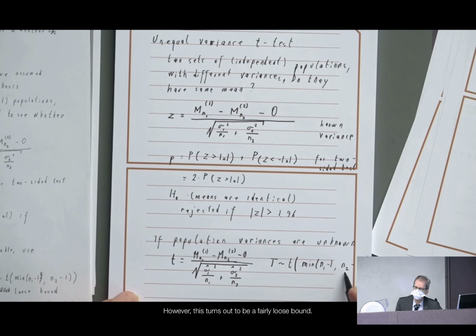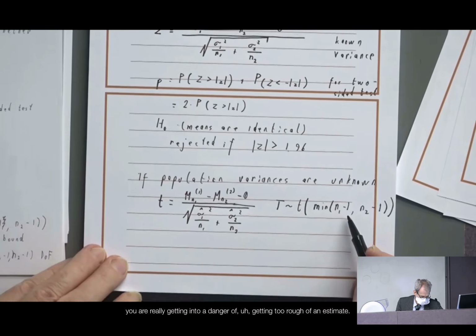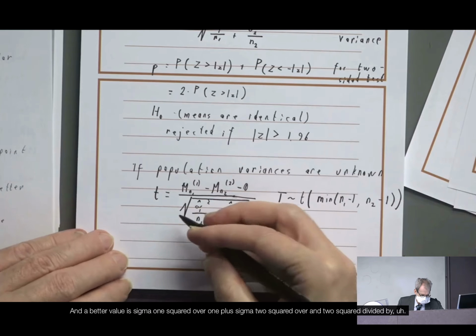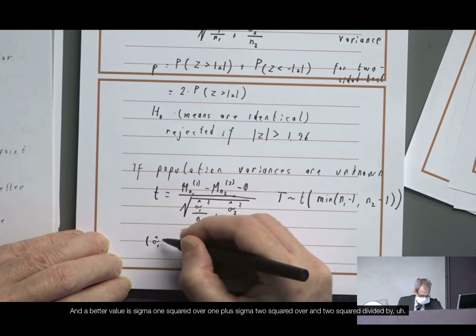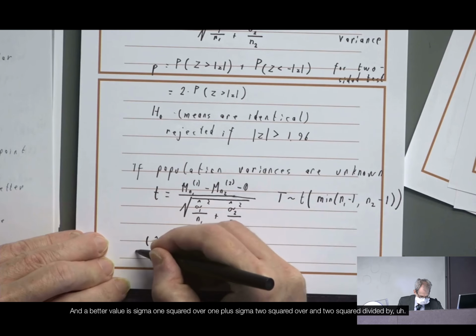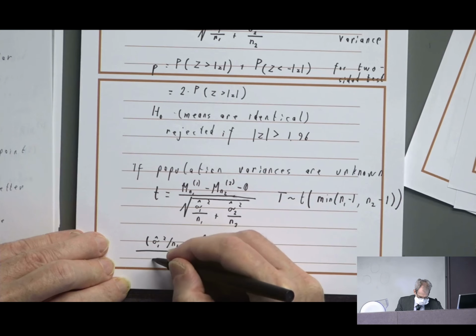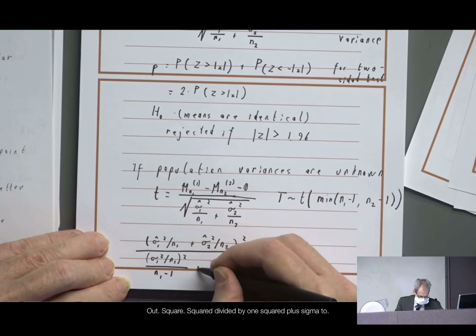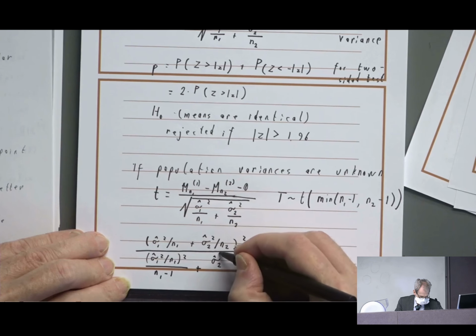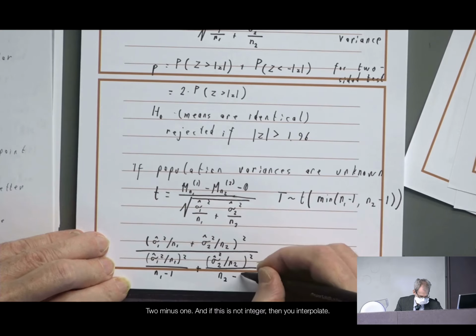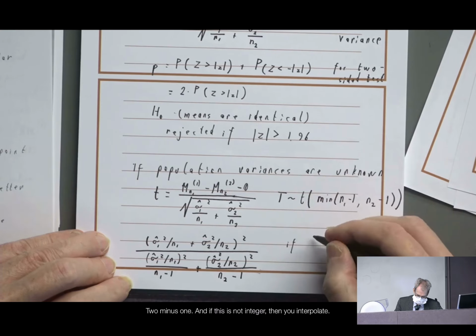However, this turns out to be a fairly loose bound. And so if one of your experiments has significantly fewer tests than the other, you are really getting into a danger of getting too rough of an estimate. And a better value is sigma 1 squared over n1 plus sigma 2 squared over n2, all squared, divided by sigma 1 squared over n1 squared divided by n1 minus 1 plus sigma 2 squared over n2 squared divided by n2 minus 1. And if this is not an integer, then you interpolate.